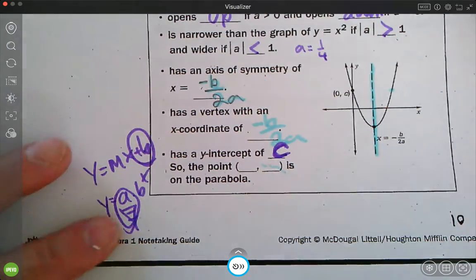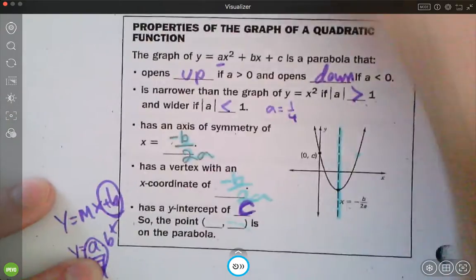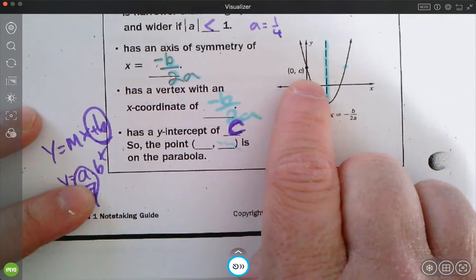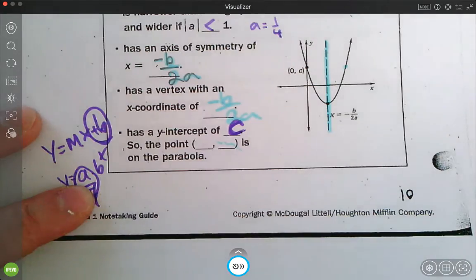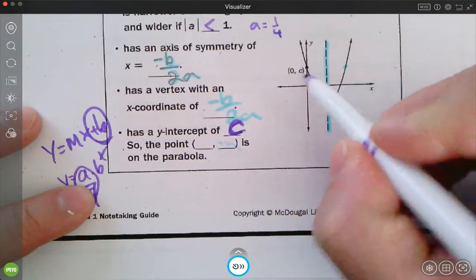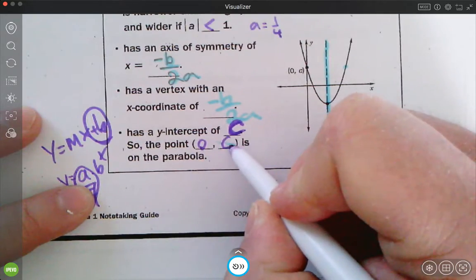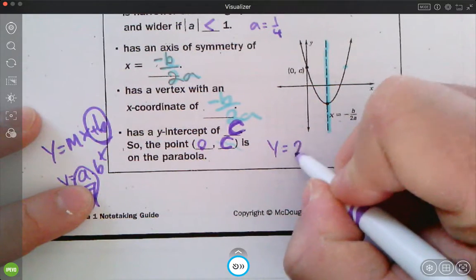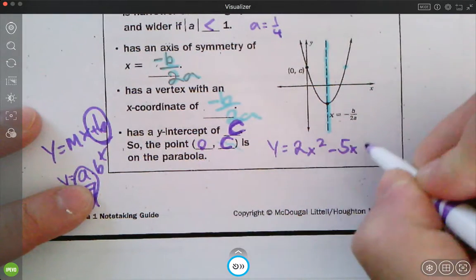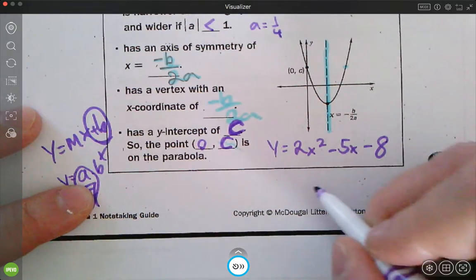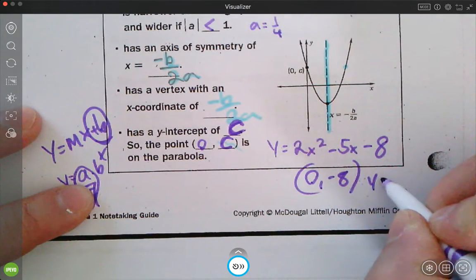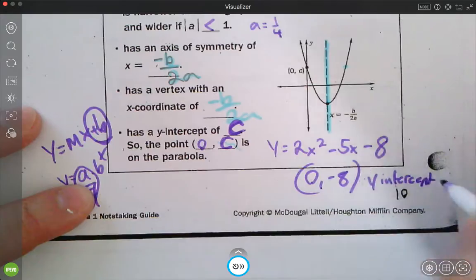So basically, whatever that c value is, we saw that last week too, that is your y-intercept. So you can even see written here, 0 comma c is your y-intercept. So the point 0 comma c is the y-intercept of your parabola. So if I just had y equals 2x squared minus 5x minus 8, then I know that my y-intercept would be the coordinate 0 comma negative 8. So that's important to realize there.